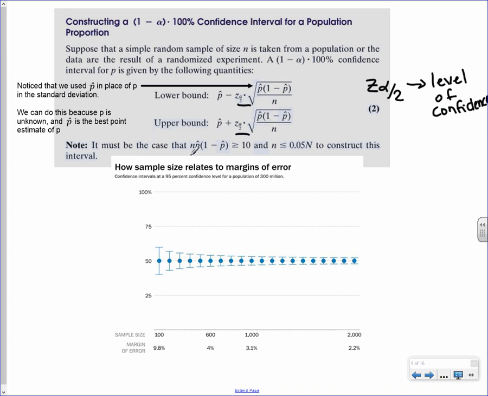Also remember, it has to be the case that n times p hat times 1 minus p hat has to be greater than or equal to 10. That's to make sure that our distribution is normal, right?